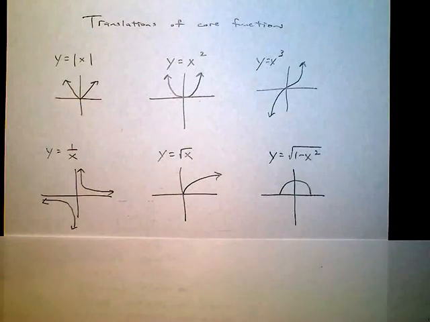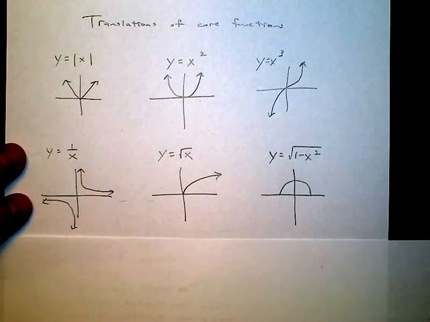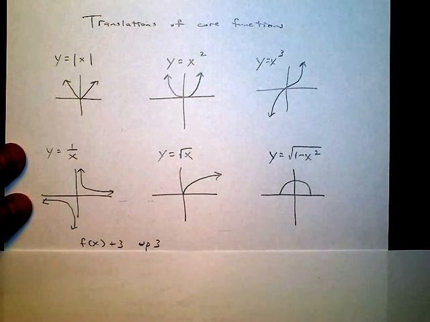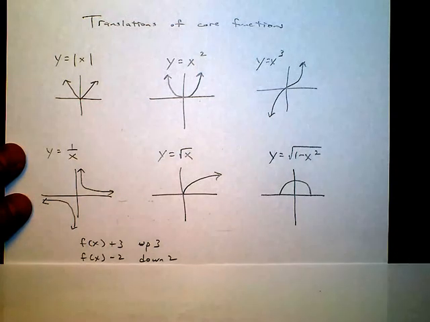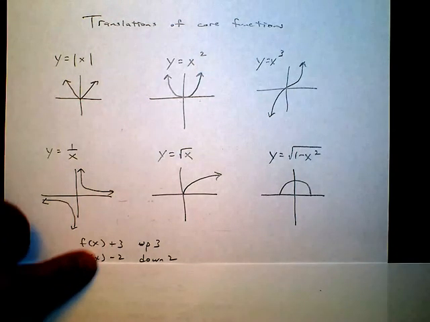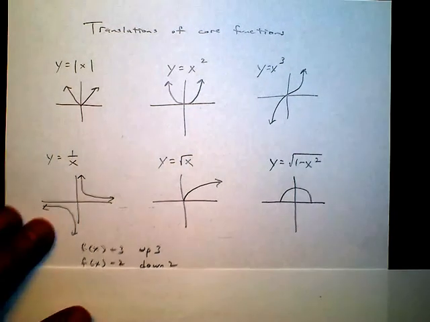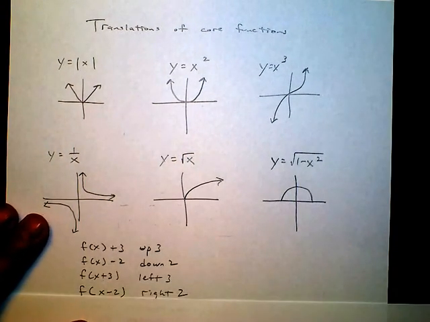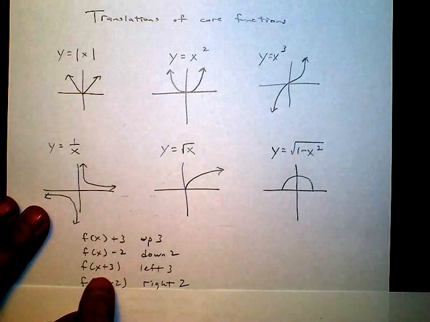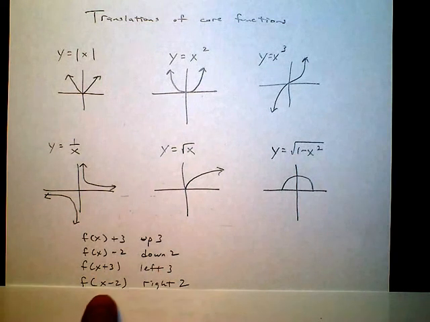So just to recap quickly, we had our 6 core functions that we talked about, and then we wanted to do different translations of those. If we add or subtract externally, it's going to move it up or down, depending on if it's plus or minus. If we add or subtract internally, we add 3, it's going to move it to the left 3. We do a minus 2, it's going to move it to the right 2.